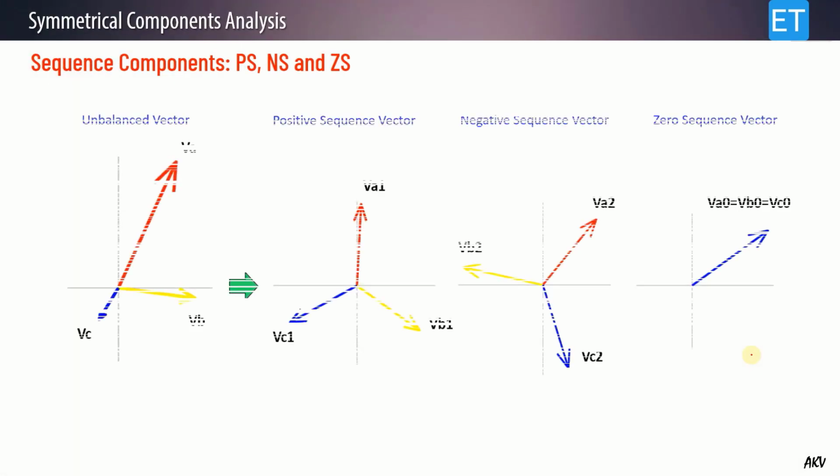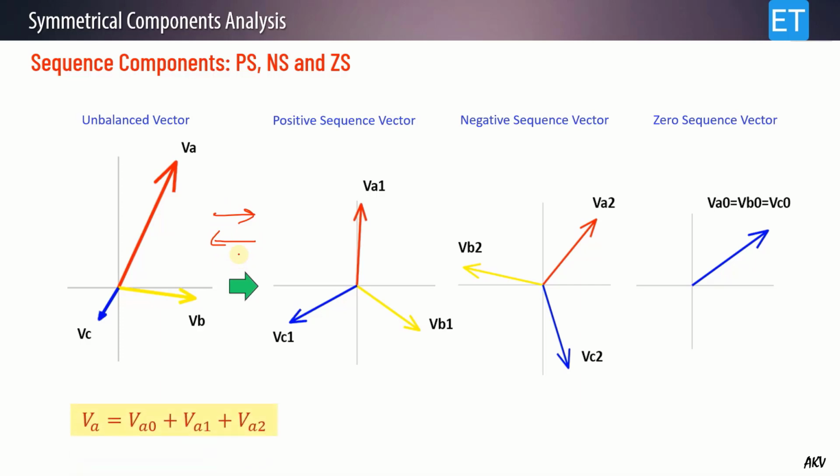And here you can see them once again. Now this process is reversible. Reversible means you can break this unbalanced vector into the three balanced components, and also if you want to get your unbalanced vector back, you can also do this reverse operation. So what is this operation?